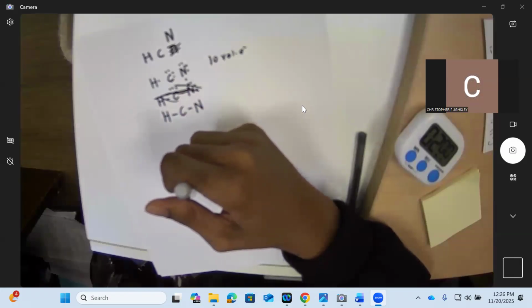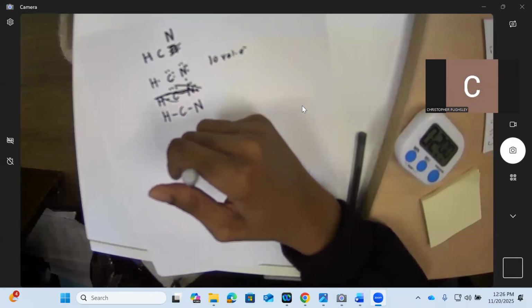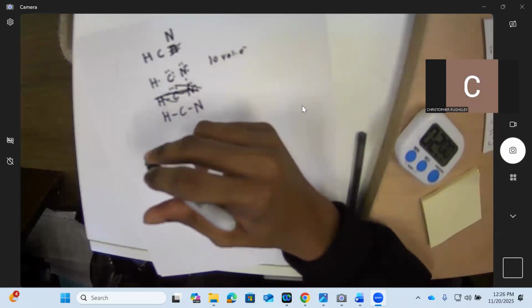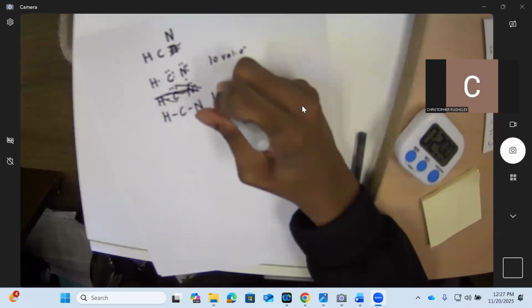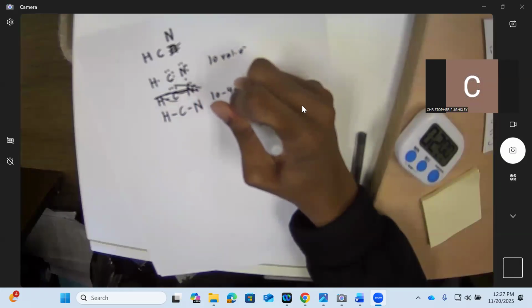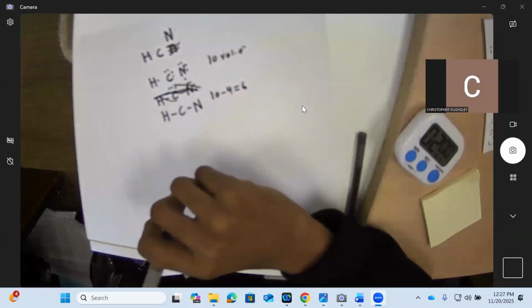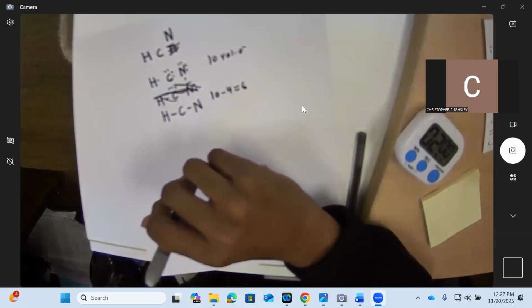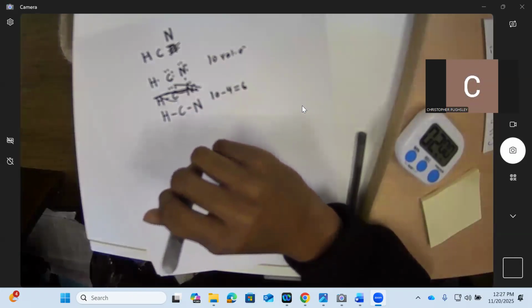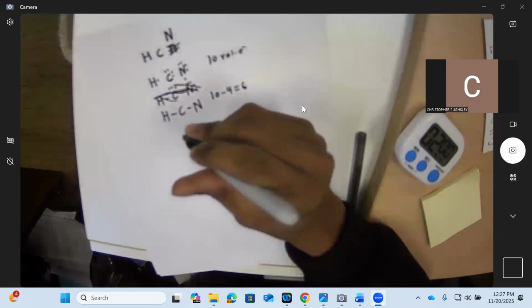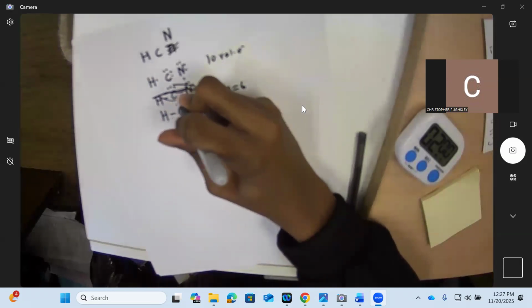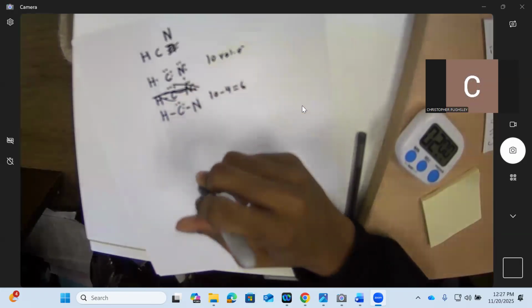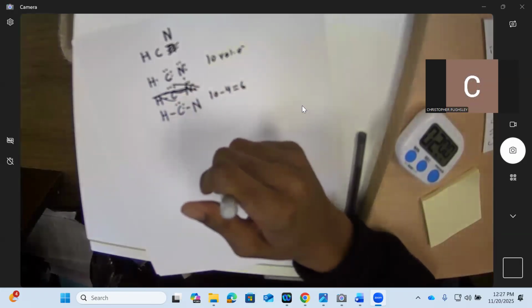How many electrons are in these two bonds combined? There's 4. So write 10 minus 4 on the side, equals 6. Now you have 6 valence electrons to distribute. Let's give carbon its full octet, so give carbon 4 valence electrons. That means we use 4 of those 6, so we have 2 left.